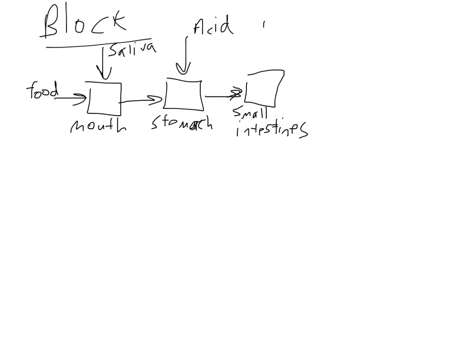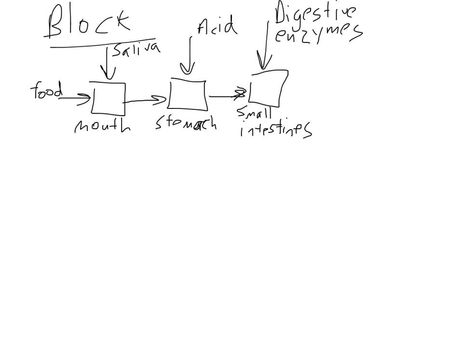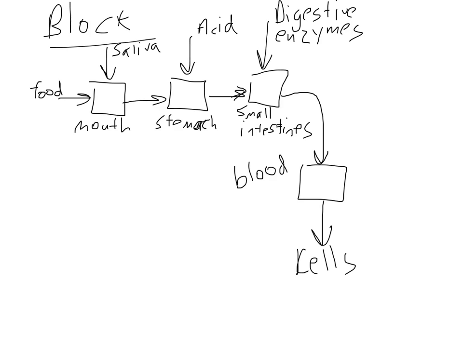Which is mixed with digestive enzymes, and then some of the product of your small intestines ends up sent to your blood, and whatever gets from the blood ends up to the cells. And that's how we get food, the energy from the food, into our systems.